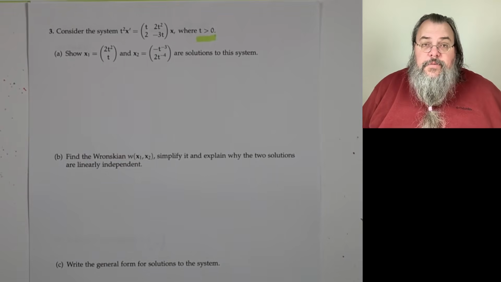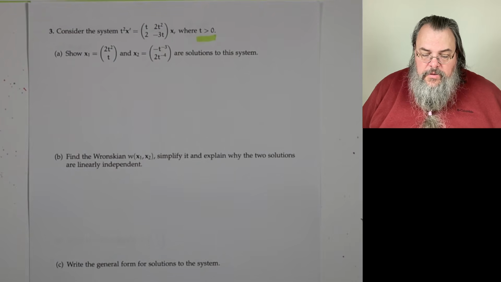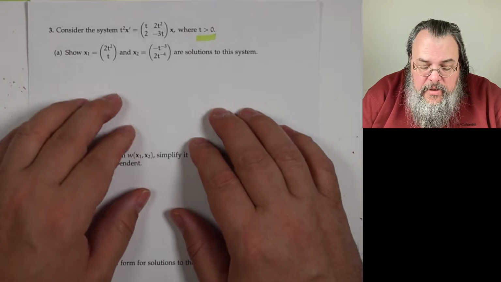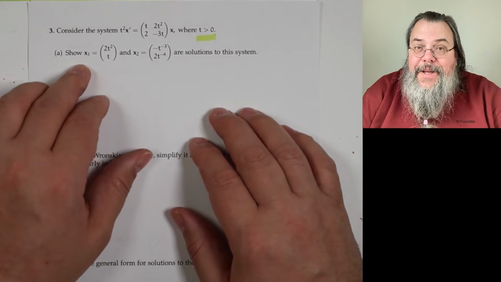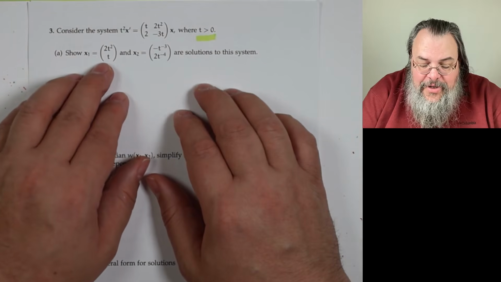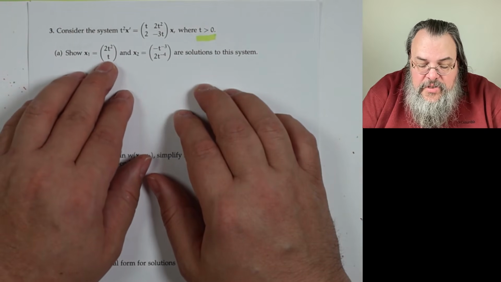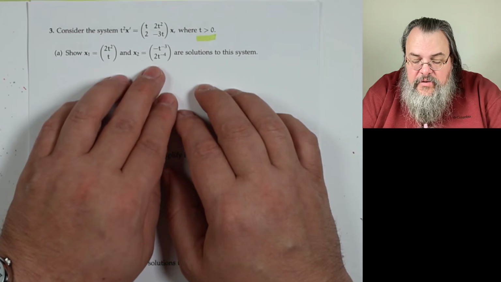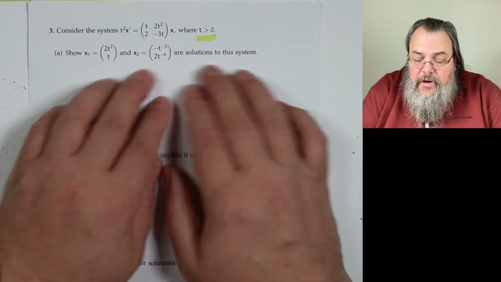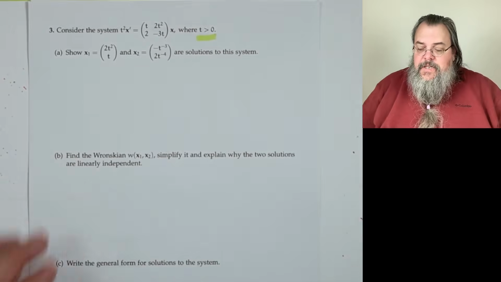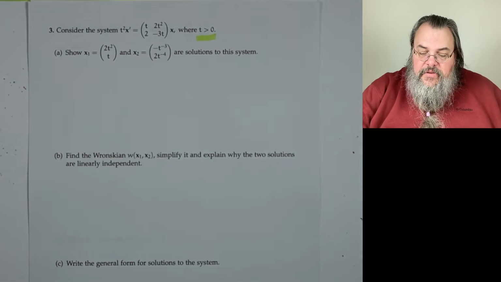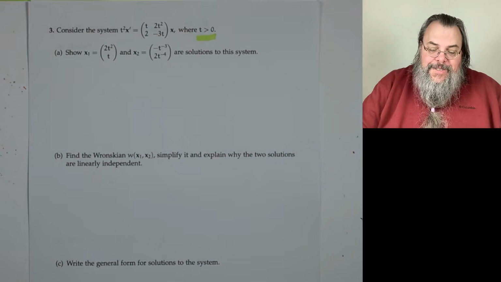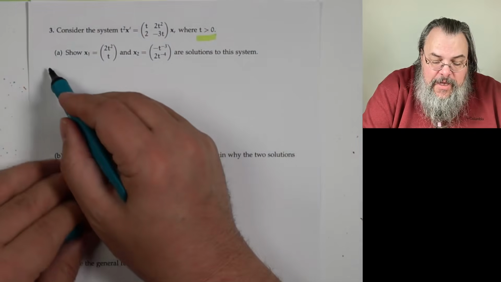Now, what do we do? Well, what we can do is start part A. Show that x1, which is this solution, 2t squared, t, and x2, minus t to the minus 3, 2t to the minus 4, are solutions to the system. So what do we do to show something's a solution? Well, we literally plug it in. So let's start with x1.